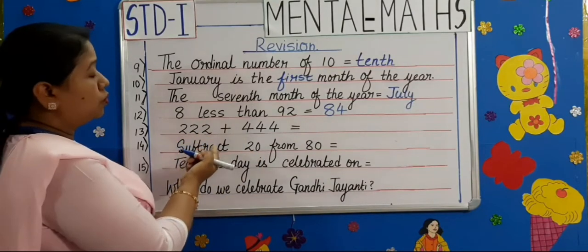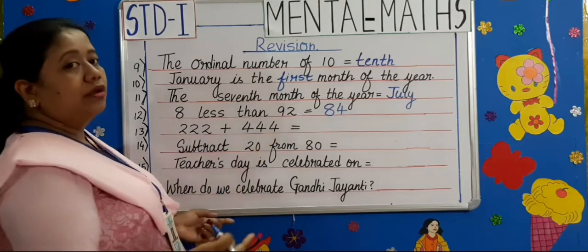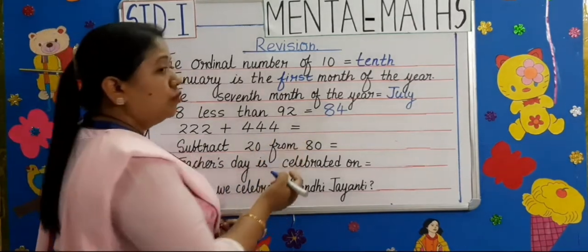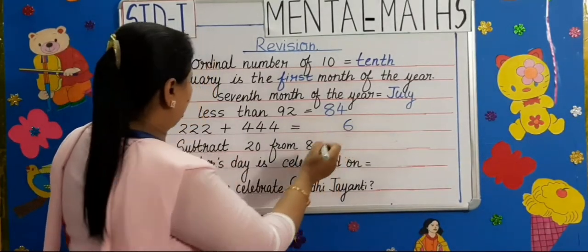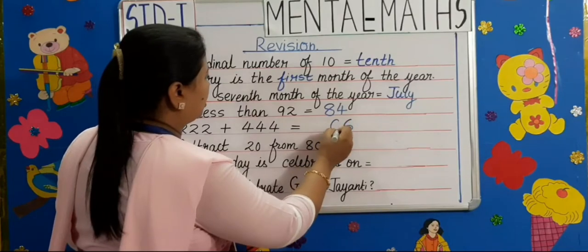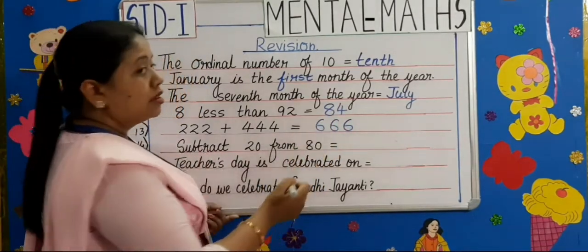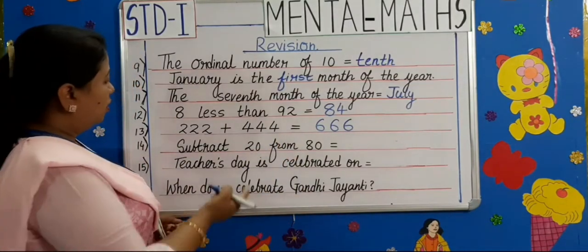222 plus 444. Yes, here we have to do addition. We will do ones first. 4 plus 2 is 6. Again 4 plus 2 is 6. Again 4 plus 2 is 6. 666. Moving on to the next one.